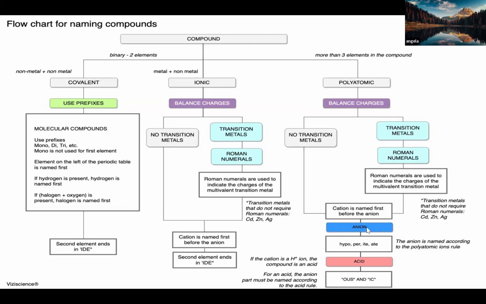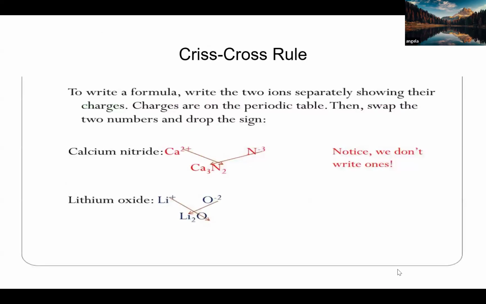And then with your anion, you name it according to the polyatomic rule, which is hypo-ite or -ate, which I will have to go more in depth with y'all about that one. Or if it's an acid, it's -ous or -ic, and so that we haven't covered yet. So I think that's covered in the next chapter with acids. So, okay. So now crisscross rule.